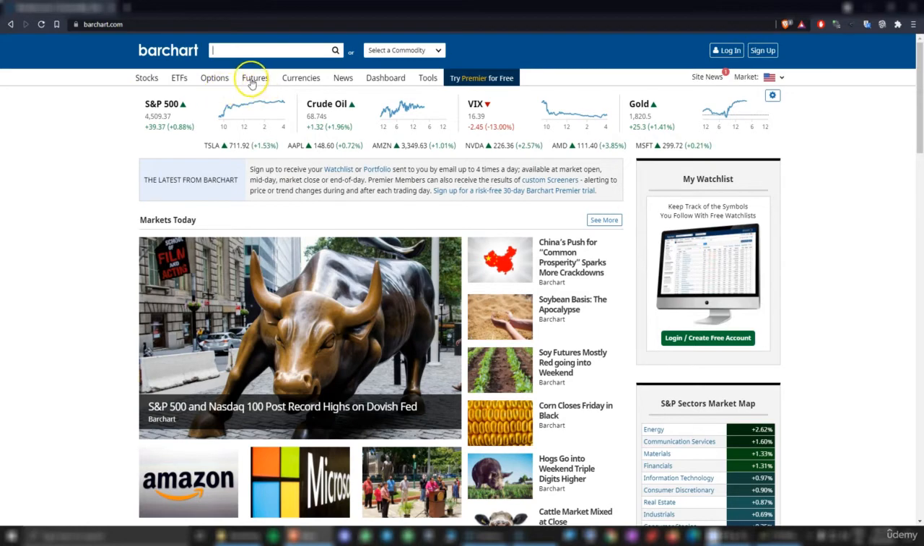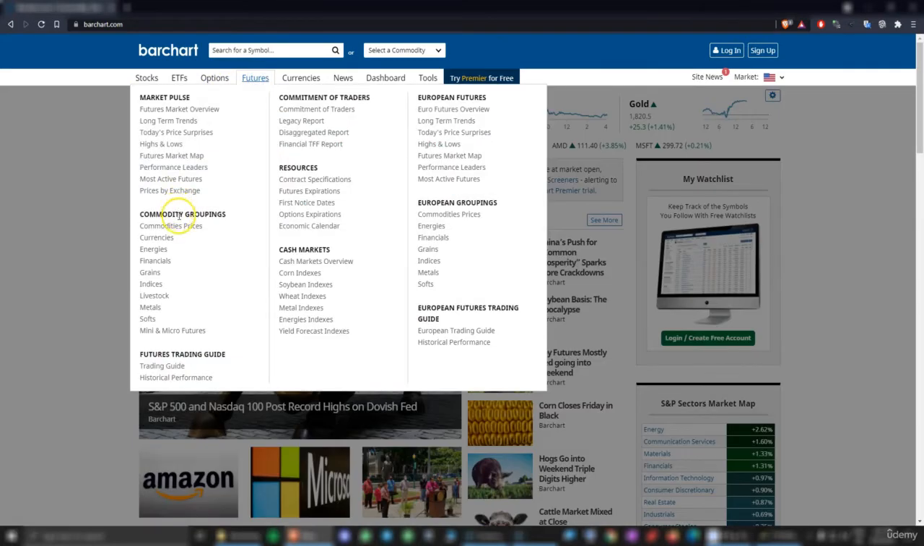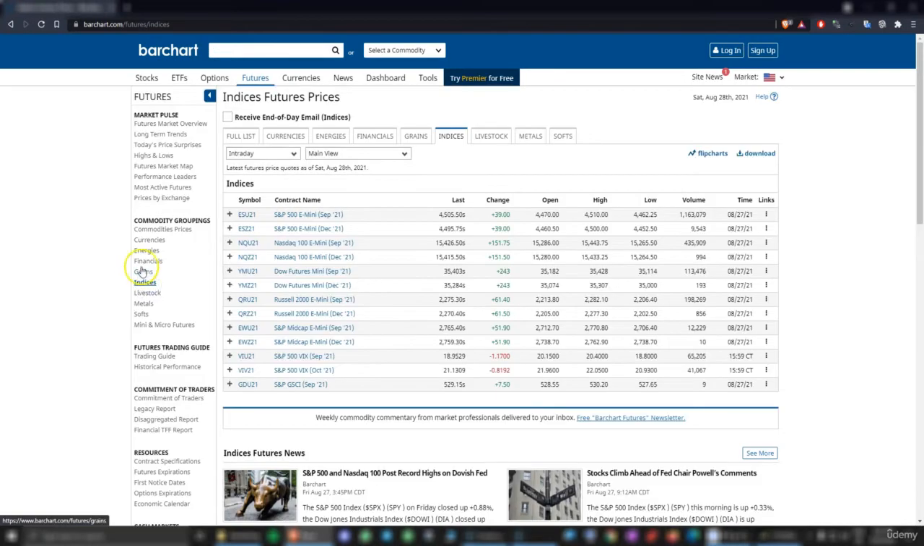And here you have all the assets in the world. If I go to futures, those are all the futures. You have commodities, currencies. All the assets have futures contracts behind them. This is something that big traders, big speculators use. If I go here to the indices, those are the futures contracts for the indices: the S&P 500, the Nasdaq, the Dow, and so on.